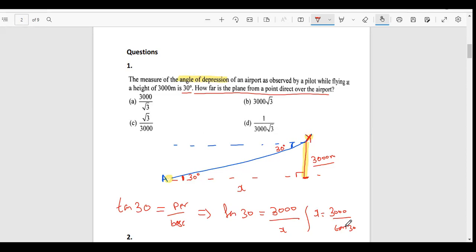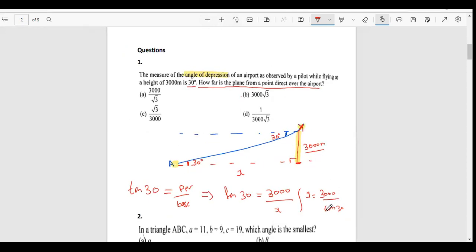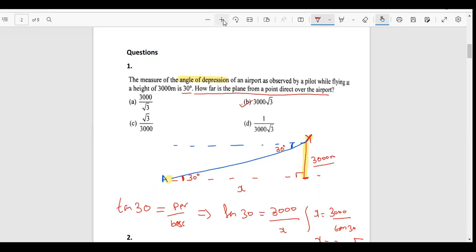B. Very well done. Excellent. That is correct. ठीक है. We know that tan 30 is 1 by root 3. So x is going to be 3000 into root 3. So the answer is going to be B here.